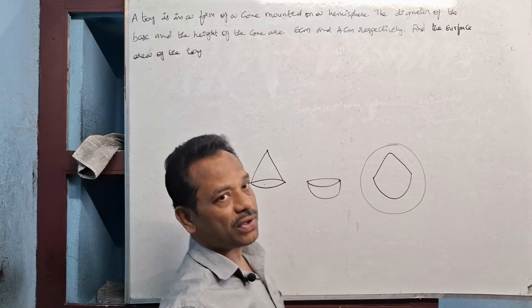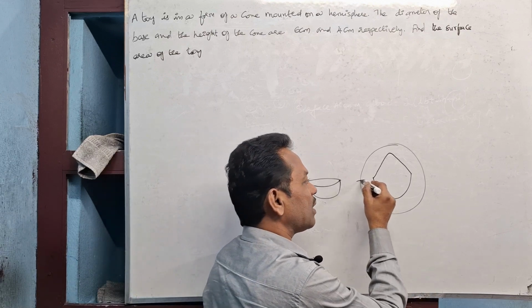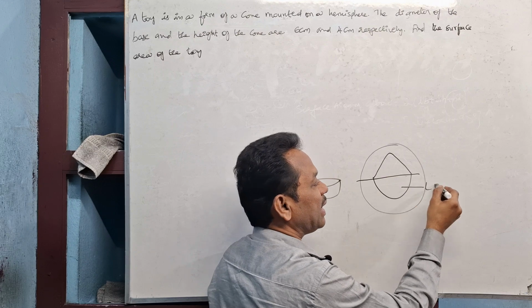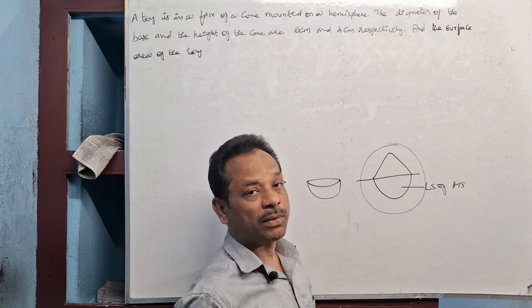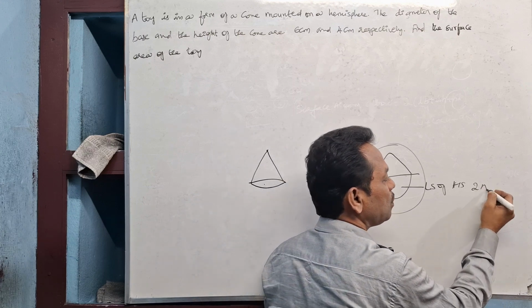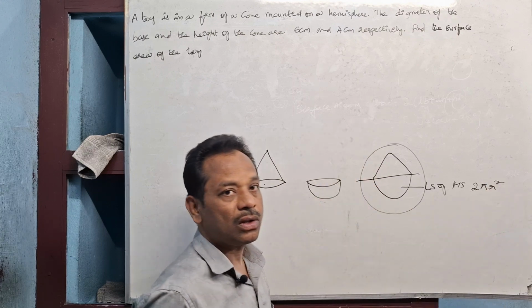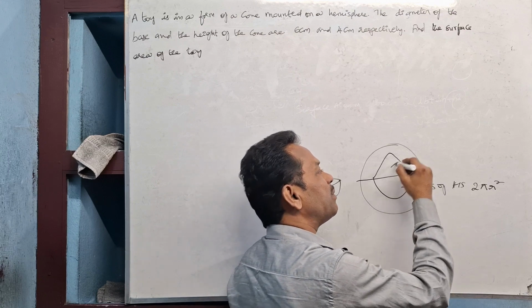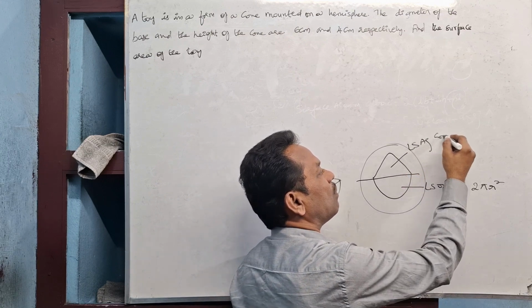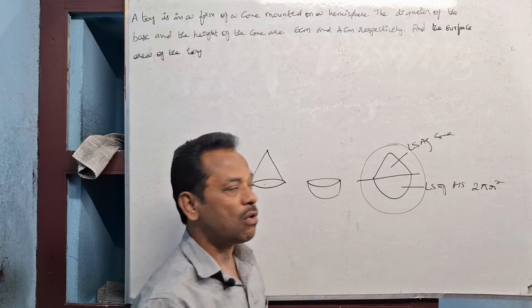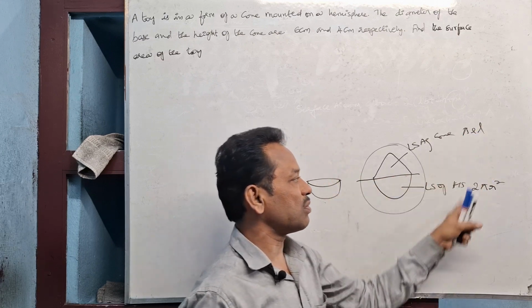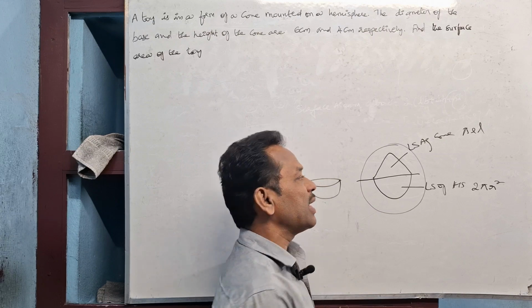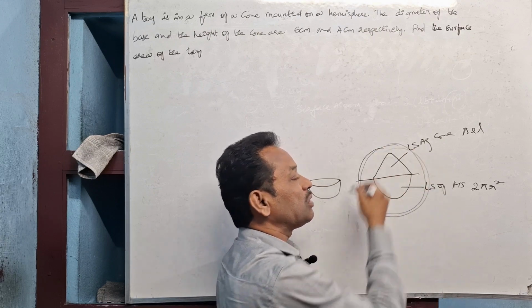To find the surface area of the toy, the first thing is, let me find the LSA of the hemisphere. How to find the LSA of the hemisphere? We'll use the formula 2 pi r square. Then in the next step, let me find the LSA of the cone. How to find the LSA of the cone? By using the formula pi r l. Once you get these two answers, let me add the two answers. Then I'll get the surface area of the toy.